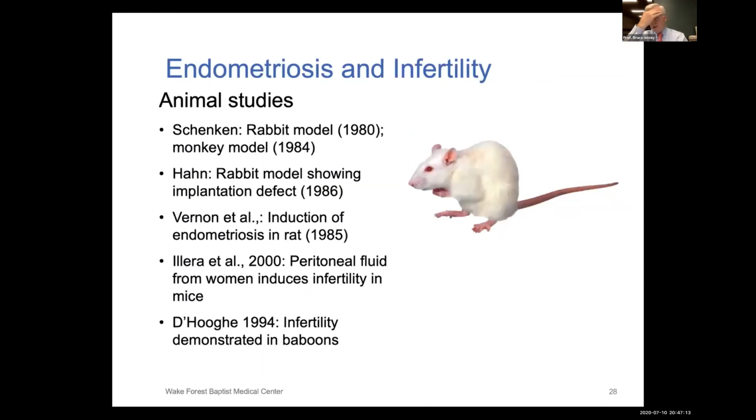So we know from animal studies way back from the 1980s and Bob Schenken that you can induce endometriosis and cause infertility. We took information about the rabbit model. We took peritoneal fluid from rabbits and injected them into other rabbits, and we could demonstrate that we could transfer their infertility in the peritoneal fluid. The baboon model has been used extensively to show that endometriosis causes infertility in the animal model.